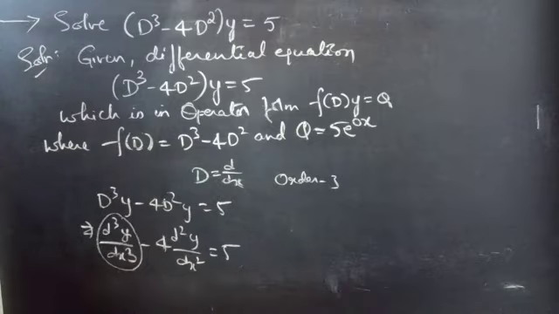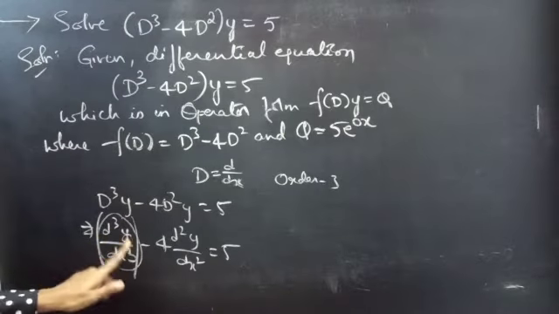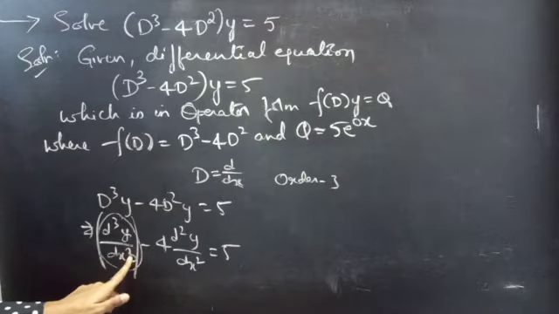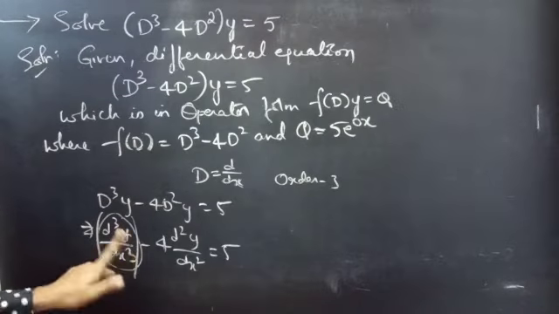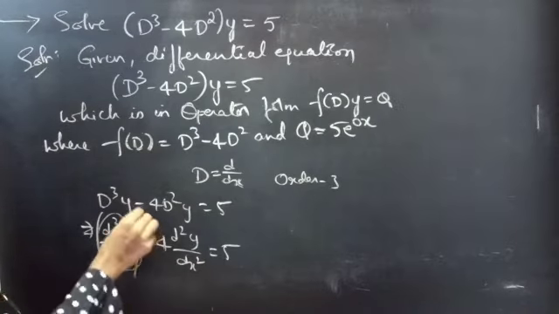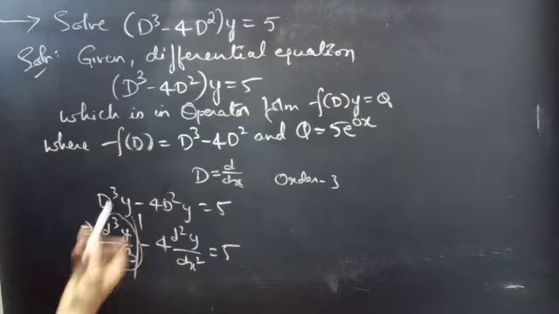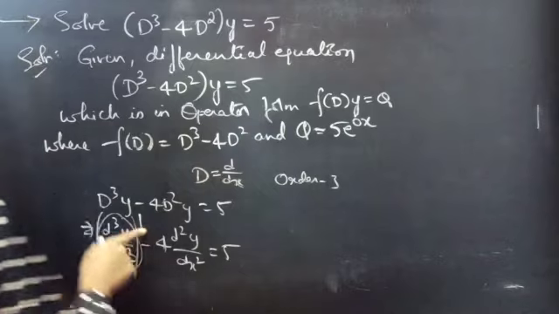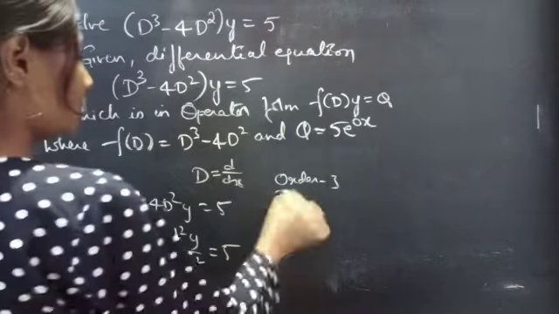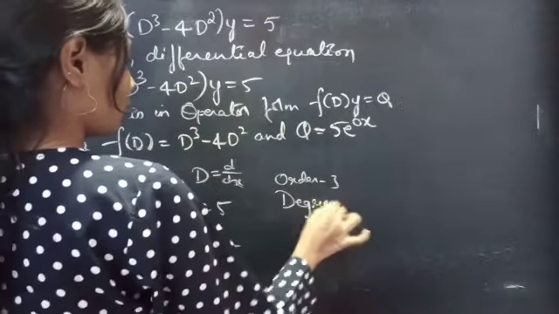And the highest power of the highest derivative. Here we have only one highest derivative, d cube y by dx cube, and we don't have another d cube y by dx cube. So the highest power of this derivative is 1 itself. Okay, 1 only. So the degree is 1.